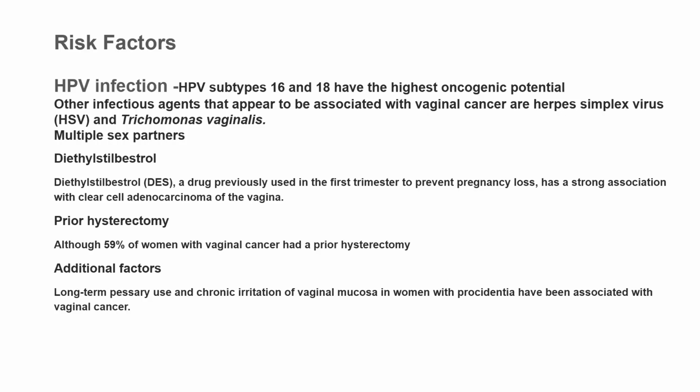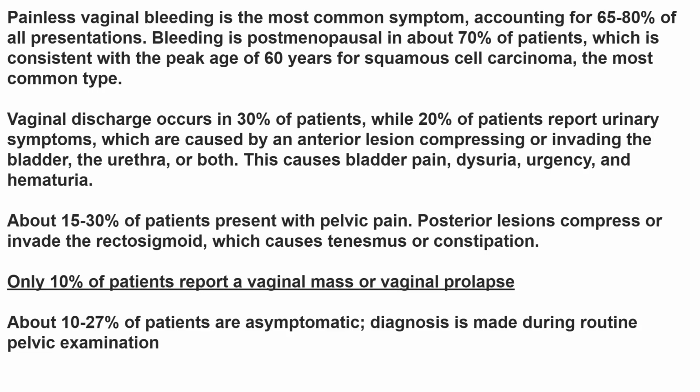The other well-known risk factors for vaginal cancer are having multiple sex partners or sexual promiscuity, or hormonal drugs like diethylstilbestrol, which was earlier prescribed for prevention of pregnancy loss. It is also used as a contraceptive. Previous hysterectomy, long-term pessary use, or chronic irritation of the vaginal mucosa with procidentia, that is, significant prolapse of the uterus, can also result in vaginal cancer.